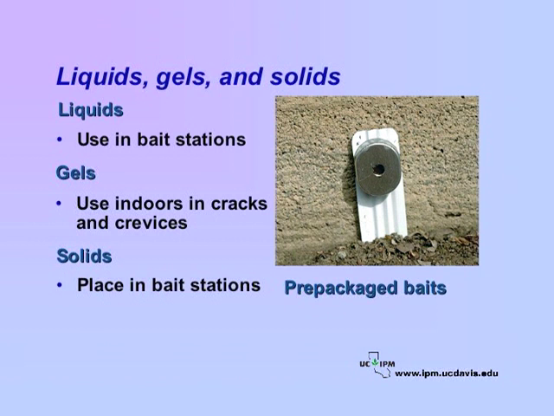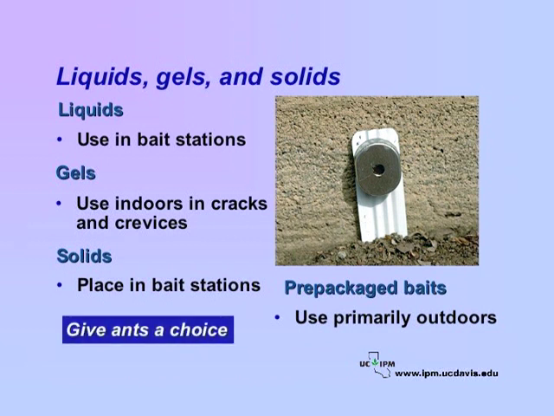Pre-packaged baits, such as ant stakes and small plastic containers, contain either liquid or solid baits and are available at most nurseries, lawn and garden centers, and hardware, grocery, or drug stores. They should be used primarily outdoors. They can be placed indoors if needed. To increase your success rate, set out various bait products, giving ants a choice, and remember to remove other food sources.